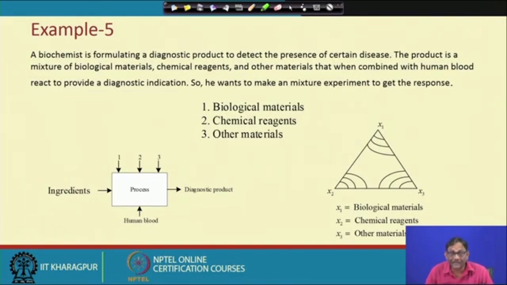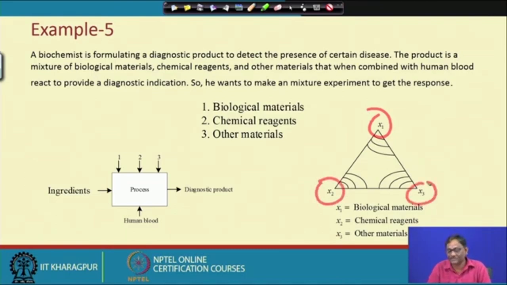Another example: suppose a biochemist is formulating a diagnostic product to detect the presence of a certain disease. The product is a mixture of biological materials, chemical reagents and other materials. You want to see how these three materials will be mixed so that the performance of the drug in curing the disease will be maximum. In that case we will adopt this kind of design. Here x1, x2, x3 are the materials which will be mixed, and this is known as mixture design. There is good literature available on mixture design, which also comes under experimental design.